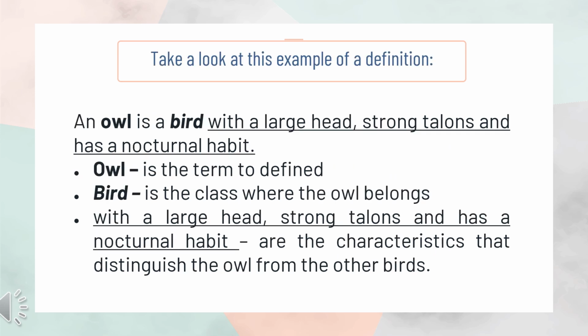Now, I want you to take a look at this example of a definition. We have the word owl. The word owl is a term to be defined. We have the bird in this sentence is a class where the owl belongs. And of course, the remaining words refer to the characteristics that distinguish the owl from the other words. So this one is a perfect example of scrutinizing what the definition really means.